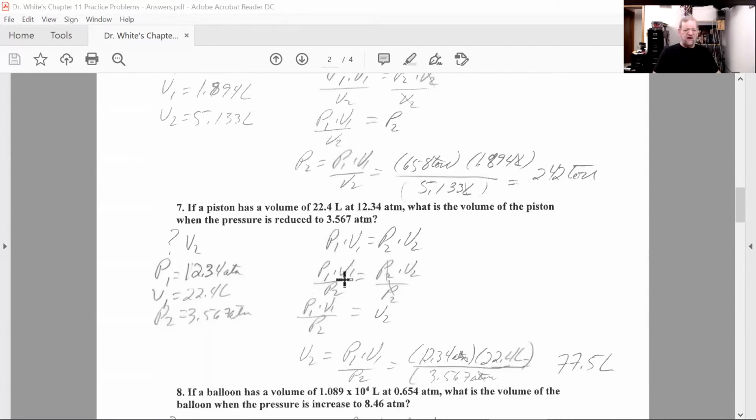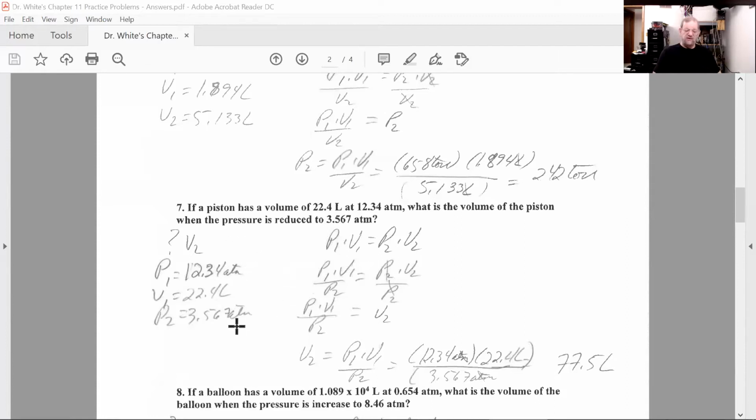And if we look at number 7, the piston has a volume of 22.4 liters at 12.34 atmospheres. That's pressure. You should know atmospheres, millimeters of mercury, and torr are pressure measurements, just like L, liter, is volume. What is the volume of the piston when the pressure is reduced to 3.567 atmospheres? And here we're trying to find the final volume, V2. We're given initial volume and pressure right here, and we're shown when the pressure is reduced to something, in other words, changed, that's the final pressure.